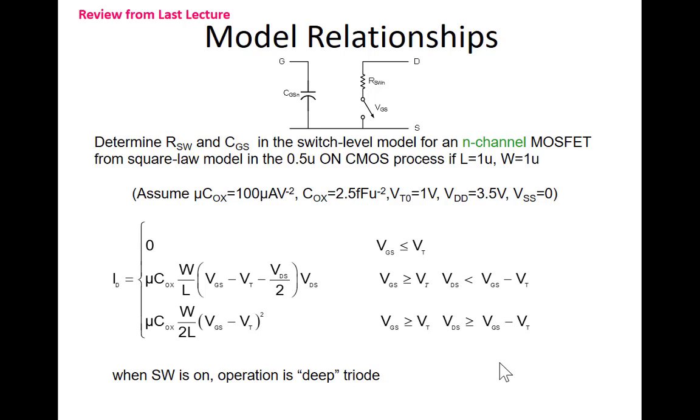This was our square law model. And I'd like to now determine the relationship between our switch level models and our square law models. So last time, we looked at the relationship between the switch resistance and the gate to source capacitance for an N-channel MOSFET from the square law model that we've derived. Here's the square law model. And what we observed is when the device is conducting, the switch is on, the transistor is operating in which region?